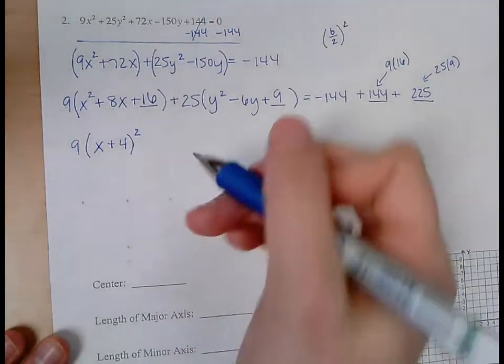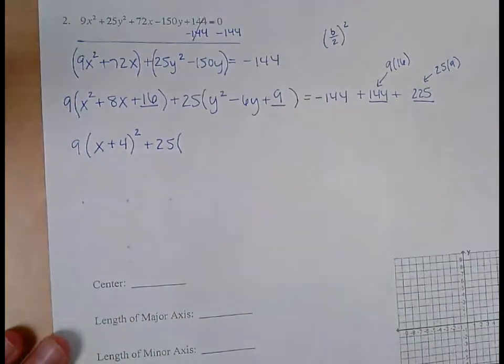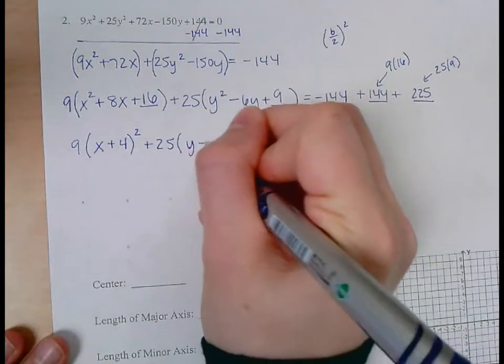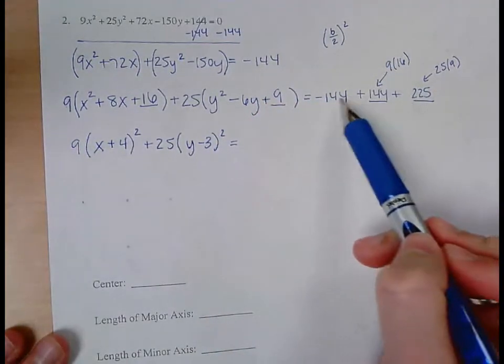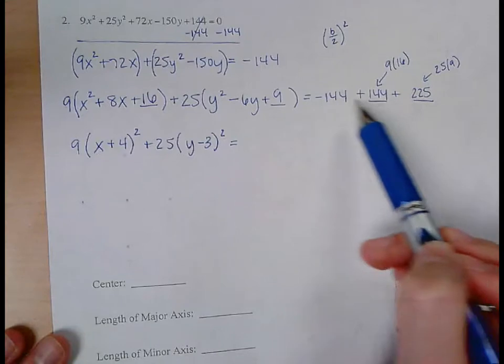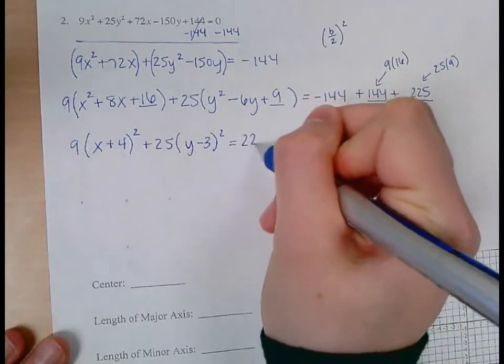And then I have plus 25 times, what about for the y's? Yes, but with y. So y minus 3 quantity squared equals. On the right side, I just combine these terms. The negative and positive 144s cancel, so I just have 225.